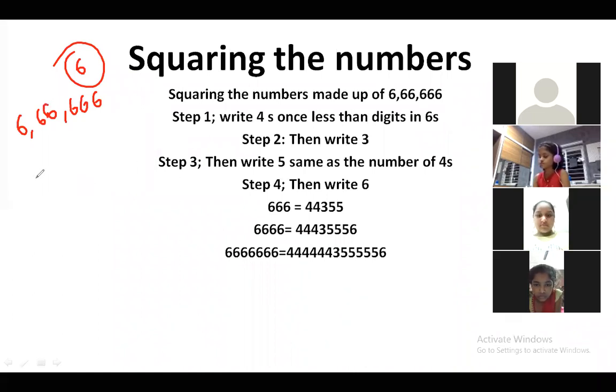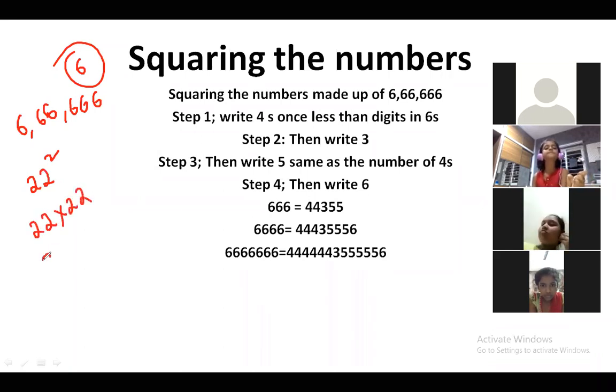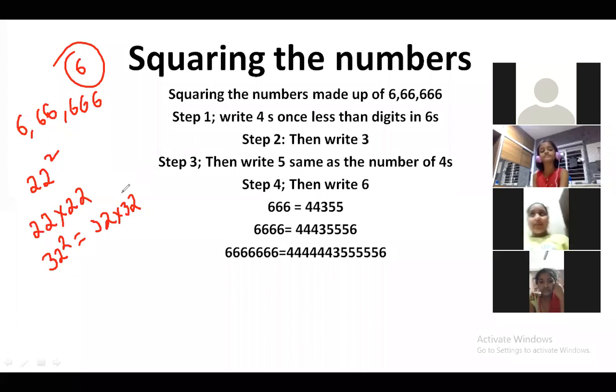You know what squaring is? Do you know the meaning? What is the meaning of squaring? Multiplying with the same number. You don't know, Supriya? Well, see, 22 square means 22 into 22. 32 square means 32 into 32. Squaring means multiplying with the same number. Multiplying with the same number is called square.